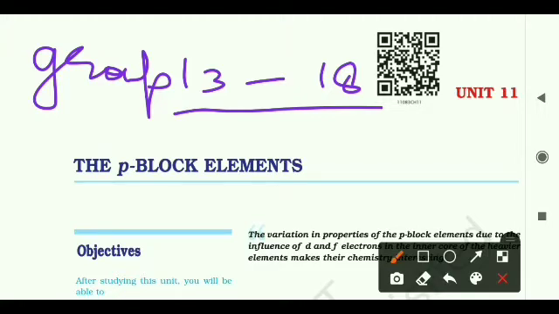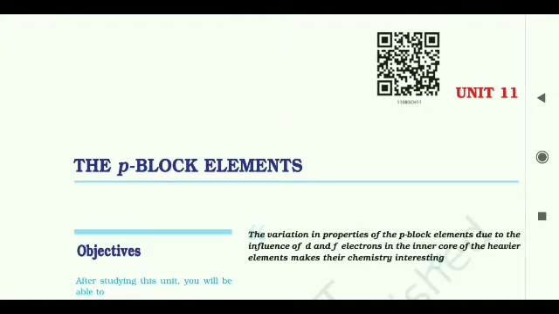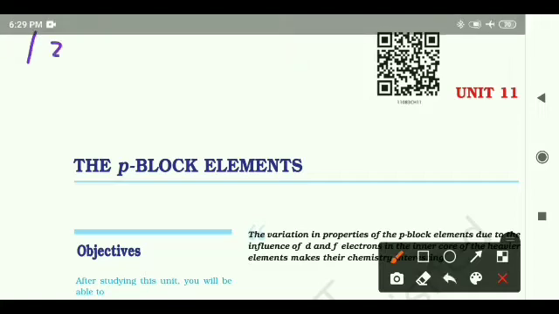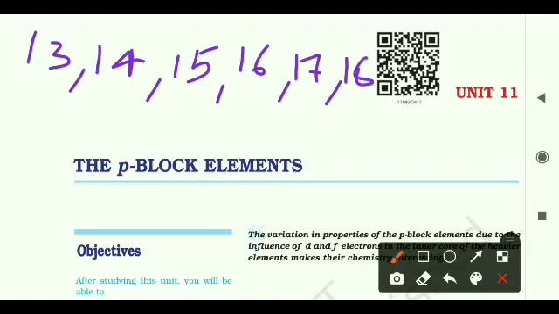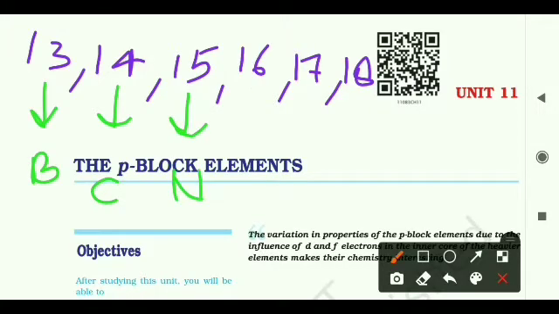So whenever we have to check the elements present from group 13 to group 18, in the p block group 13, group 14, group 15, group 16, group 17 and group 18 elements are there. The first member of group 13 is boron, so this group is also known as the boron family. For the 14th group the first member is carbon, so it is also known as the carbon family.